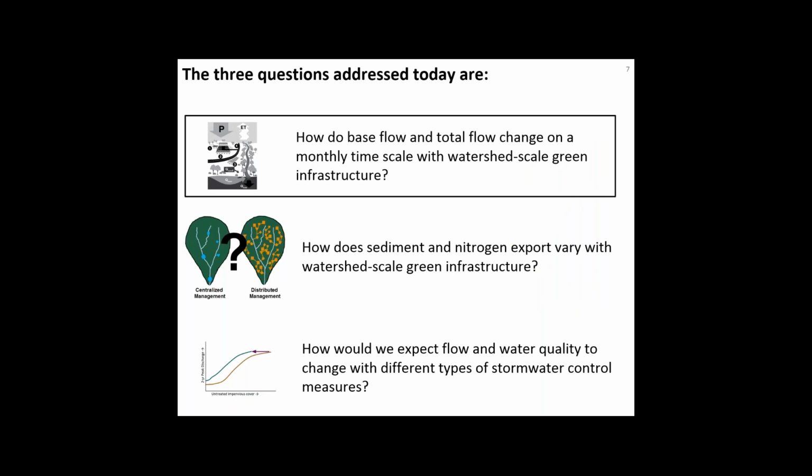All right, so we're going to be talking about three different parts, focusing on this watershed and then a broader focus. So the first part is to look at the question, how do base flow and total flow change on a monthly time scale with watershed scale green infrastructure?